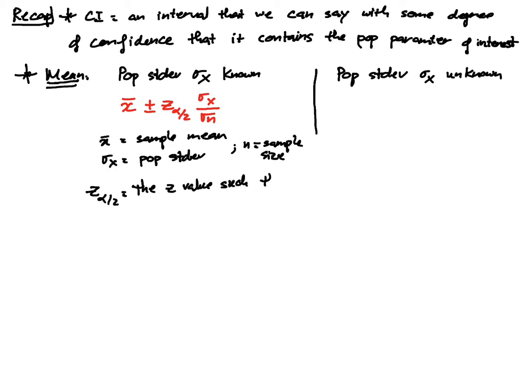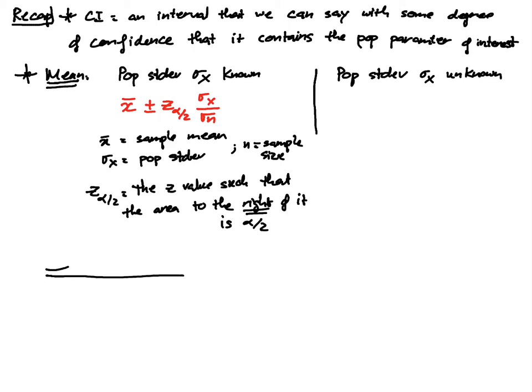such that the area to the right of it is alpha over 2. In other words, if you draw the standard normal distribution, and if this is z sub alpha over 2, then this shaded area is equal to alpha over 2.